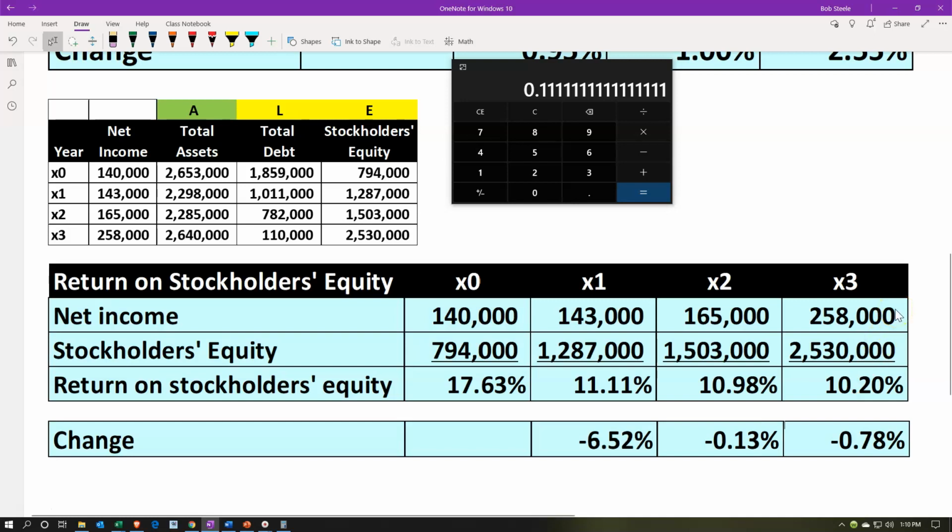Well, it looks like net income went up again. It went up fairly significantly. Stockholders' equity, however, went significantly up as well. So then the question is, why did that happen? Once again, you can see the debt went down significantly and the stockholders' equity went up.